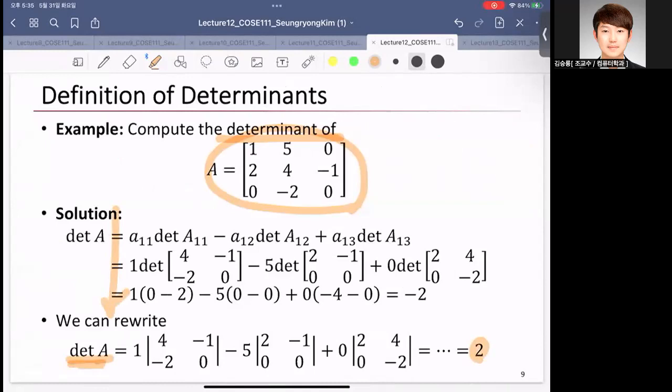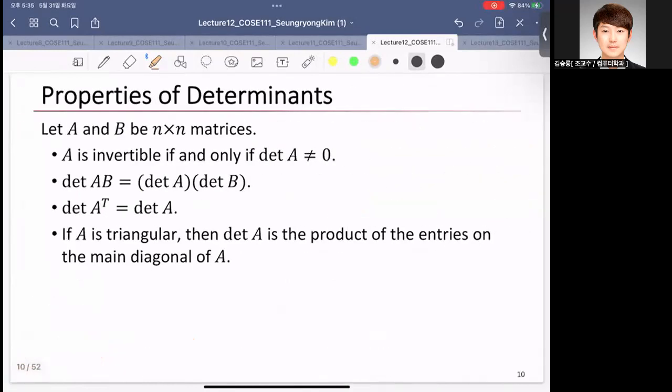So first of all, what's the meaning of the determinant? In other words, if determinant A is not equal to 0, A is invertible. If the determinant of matrix A is equal to 0, A is not invertible. So in eigenvalues and eigenvectors, we will use this concept.